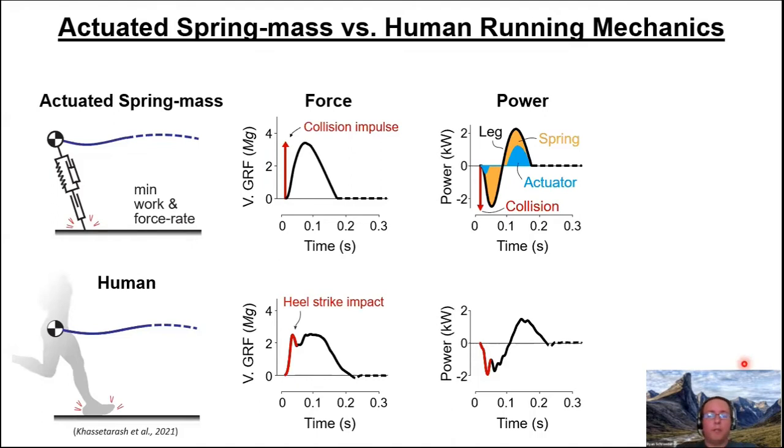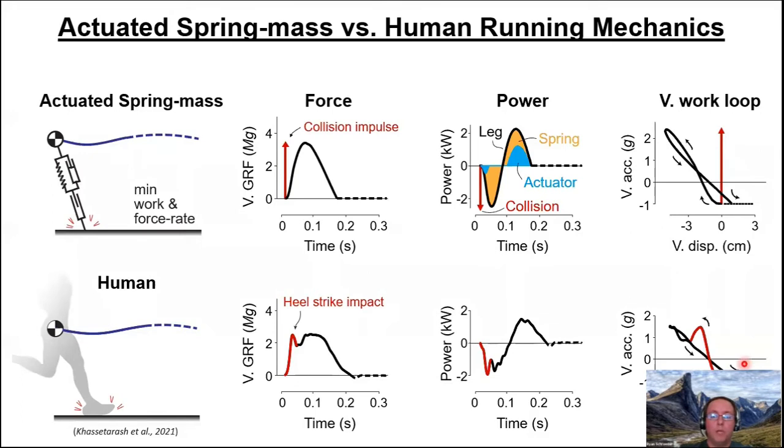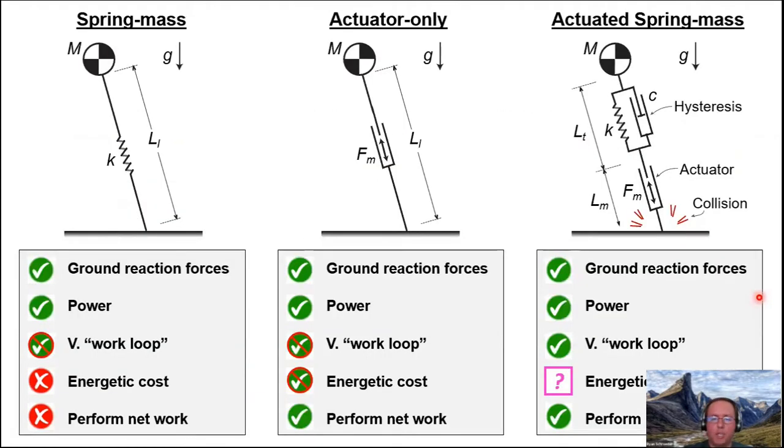The power of the leg is fairly well represented. Again, we have some collision loss representing some of the transients early on in stance with heel impact. And the actuator is doing a little bit of negative work and a lot more positive work to overcome dissipation in the model. And then the vertical work loop, now we have some of those nonlinear fluctuations, sort of like this slanted figure 8 shape that kind of represents a little bit of what the human data are doing. So it does a pretty good job of the mechanics, maybe improves a little bit on the work loop. And of course, it can also perform net work like the actuator only model because it has an actuator.